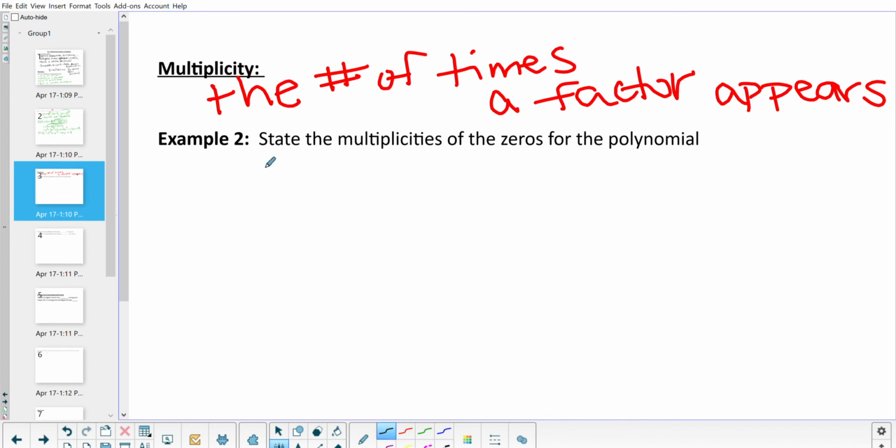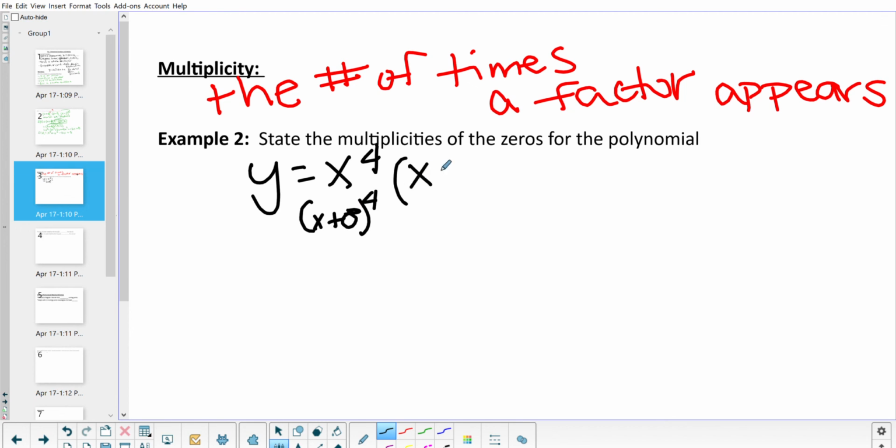It's y equals x to the 4th. Now that is technically x plus 0 to the 4th, or minus, it doesn't really matter which one it is, but that's the factor, okay? But we don't write that, okay? So then the next one, if you have your paper printed off, you already have this, but x minus 9 cubed times x plus 2.5 squared times x plus 1.